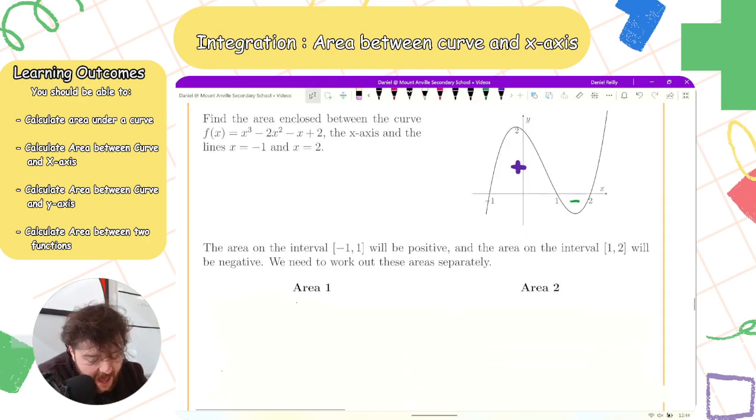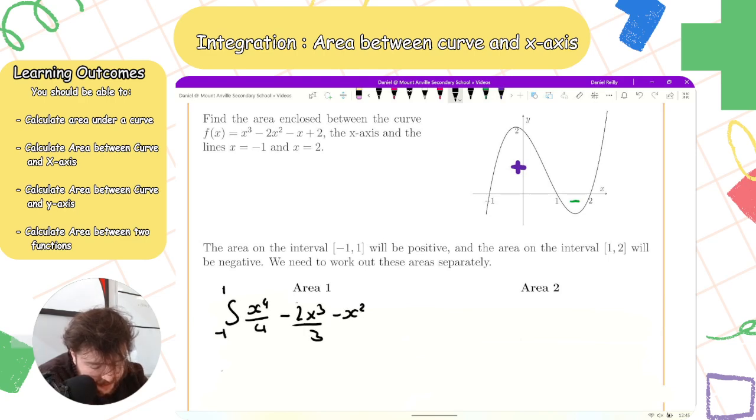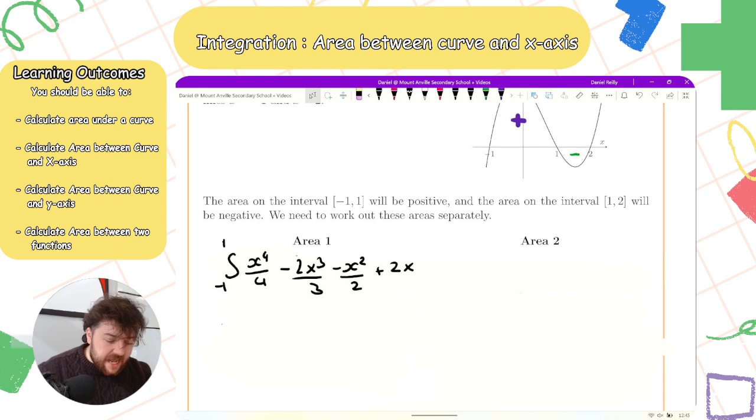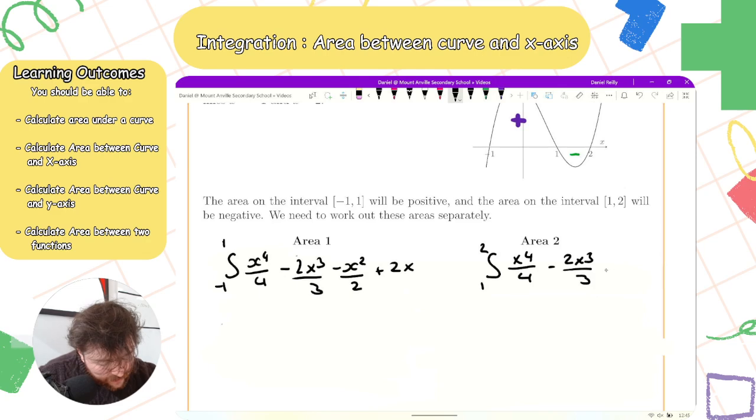So let me find the integral between 1 and minus 1. This is going to be x to the power of 4 all over 4 minus 2x cubed all over 3 minus x squared all over 2 plus 2x. And then for area 2, it is the integral between 2 and 1 of the same thing. Now, like I said, it could just be easy to use my calculator.